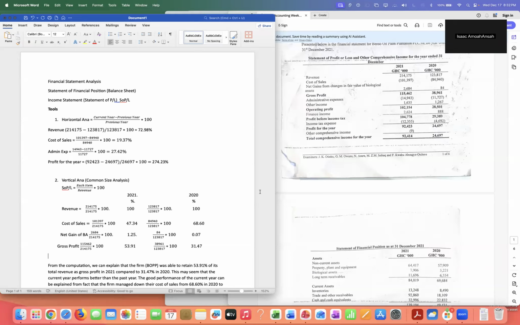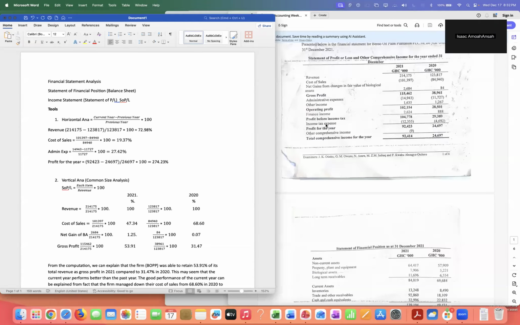Operating profit is profit that we generate after deducting all our administrative expenses, all our distribution expenses. Okay. So salary, stuff like that, they are administrative. So you see, on the income statement, we have 2 key elements that give birth to profit. On the statement of profit or loss, it's income minus expenses.